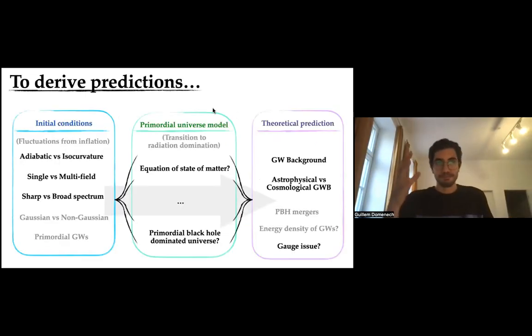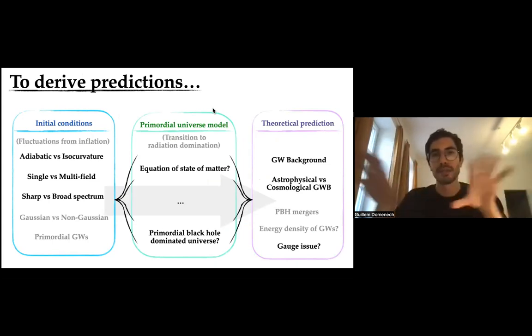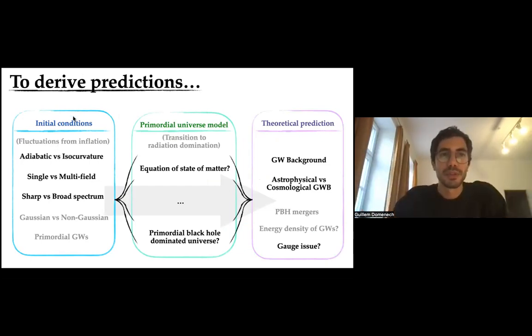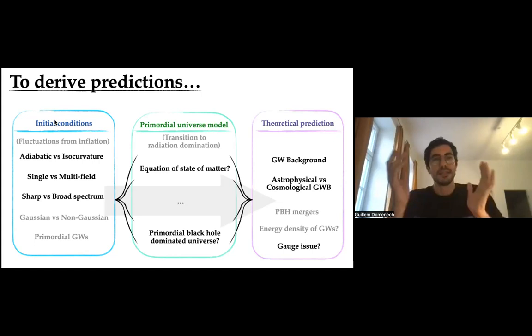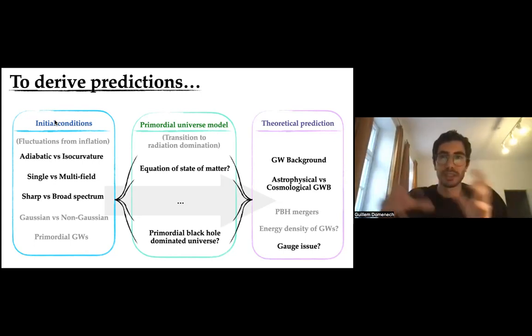Now, but as I said, there are many ingredients going on here. So let me explain how the spectral density will depend on the different pieces. First of all, if you want to compute these induced gravitational waves, you have to give some initial conditions. Initial conditions, in this case, are given by inflation, and it will depend on the shape of this primordial spectrum of fluctuations. And this, of course, will depend on the physics that generated this enhancement of fluctuations.